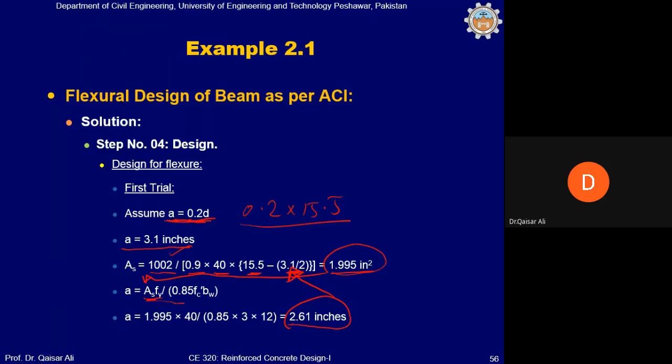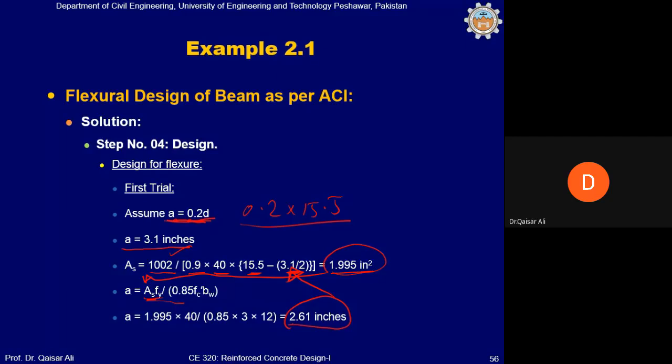The final value of As will be that value which will no longer change after you do trials. So the value that does not change from the previous value, that will be the final value. So you do your trials and tell me what is your final value of As. I will give you now 10 minutes. In these 10 minutes, you should try.